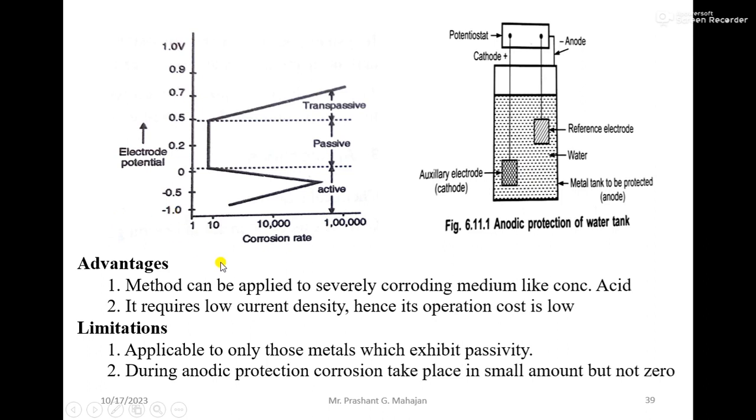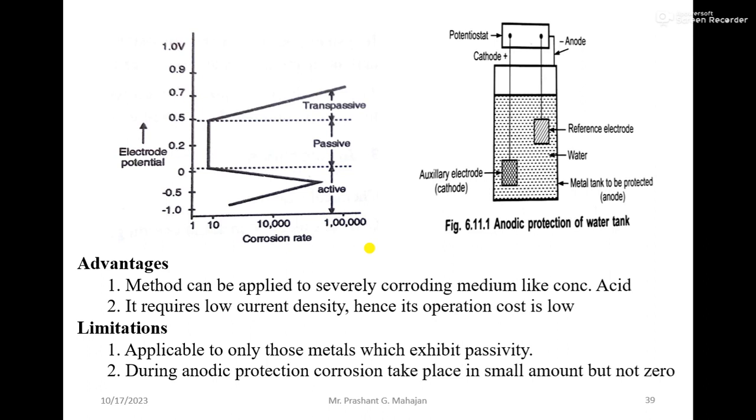So you can see in the diagram. We have to adjust the electrode potential between 0 and 0.5. Then the corrosion rate will be 10. If the electrode potential decreases below 0, then the corrosion rate will be 1 lakh times higher, and if it increases above 0.5, then the corrosion rate will again be above 1 lakh times. So that is the working principle of anodic protection.